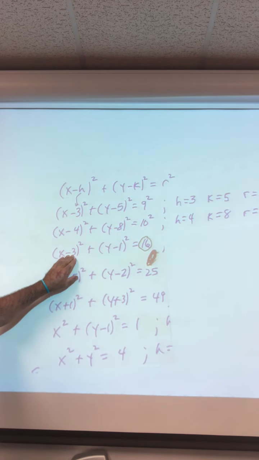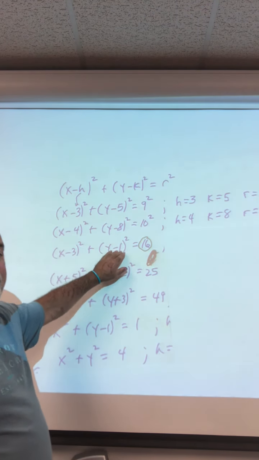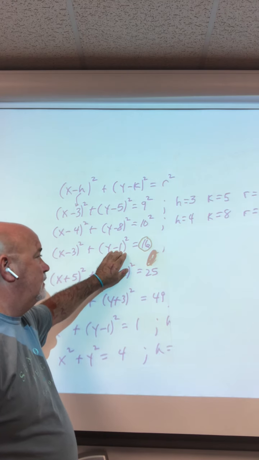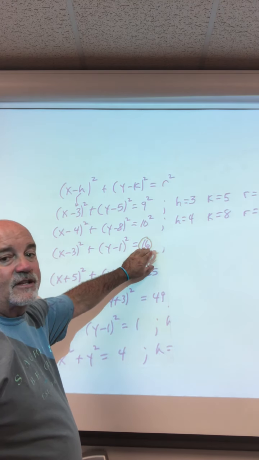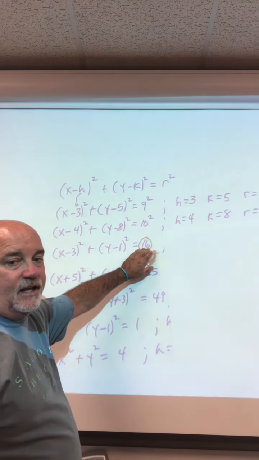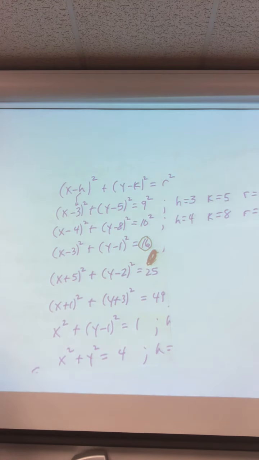What's h? Positive 3. What's k? Positive 1. What's the radius? The square root of 16. And what's the square root of 16? It's 4. So h is 3, k is 1, r is 4.